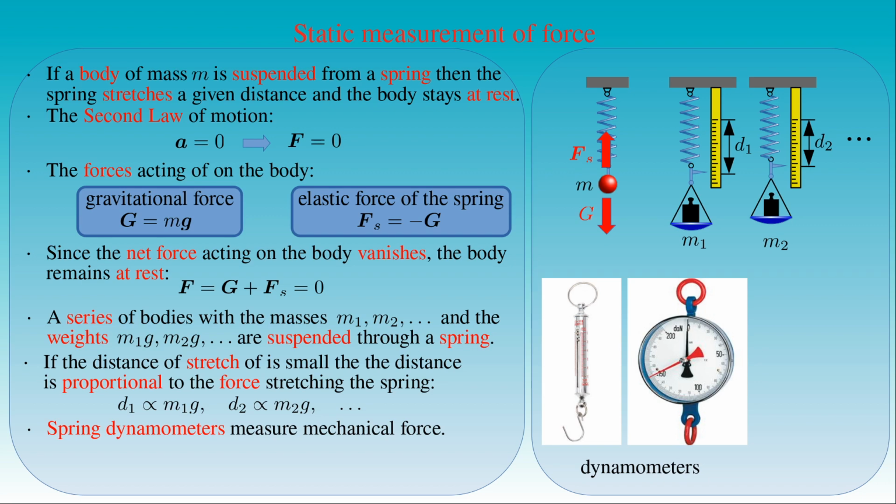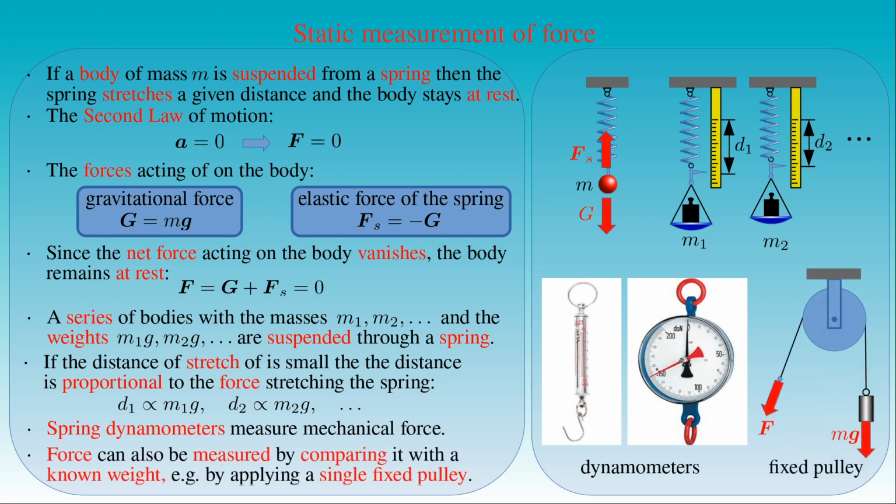Force can also be measured by comparing its magnitude with a known weight, for example by applying a single fixed pulley with a rope passing over it. If a body with the mass m is suspended from one end of the rope, we can hold the other end in our hand. The muscular force F can be applied to keep the suspended body at rest. Then the applied force must be equal to the weight of the body, which is given by the mass m times the gravitational acceleration g.